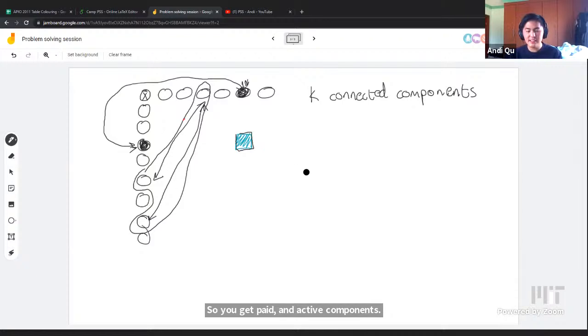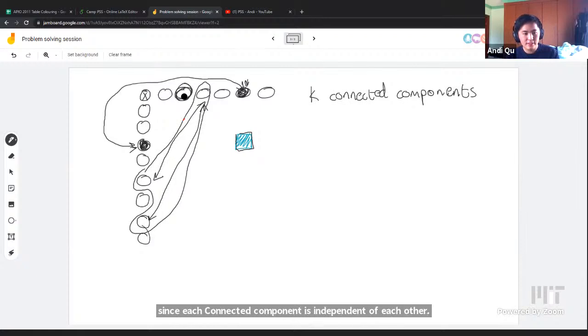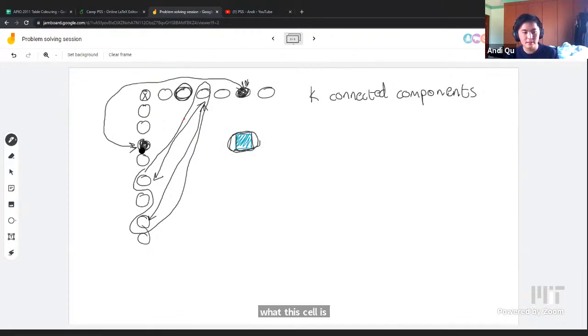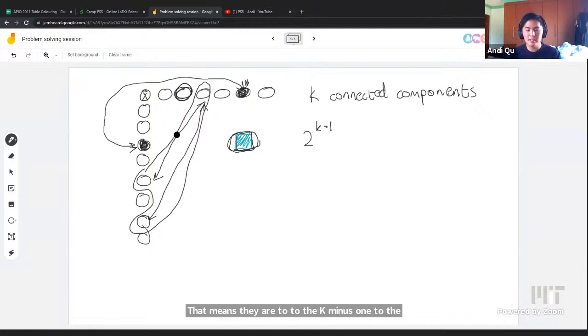And since each connected component is independent of each other, because if this is blue, it doesn't really affect what this cell is. So it also won't affect these two cells. That means there are 2 to the k minus 1 possible colorings.